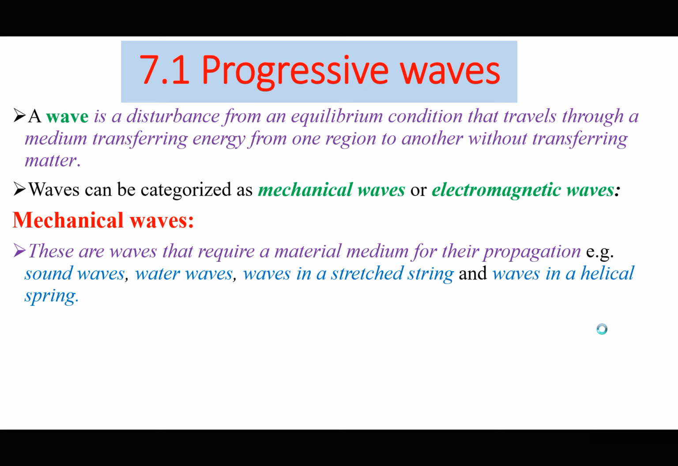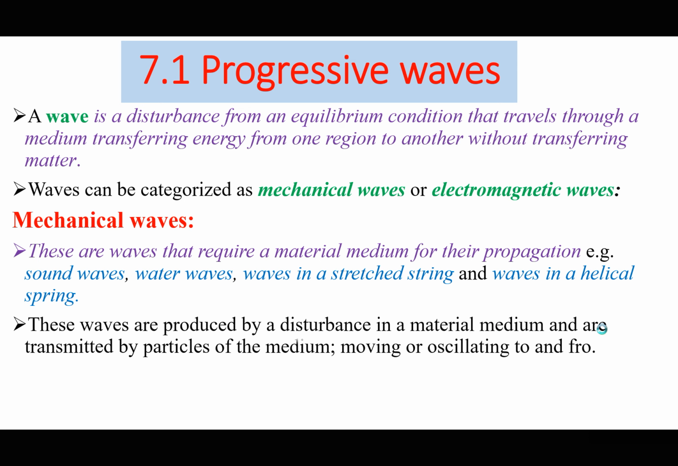They require a medium of propagation, which could be air or a solid, and so on. Water waves will require a material medium for their propagation. In other words, they would require water. Waves in a stretched or vibrating string, waves in a helical spring, those are examples of mechanical waves. Of course, you can always refer to sound waves and water waves in this case for mechanical waves. These ones require a material medium for their propagation.